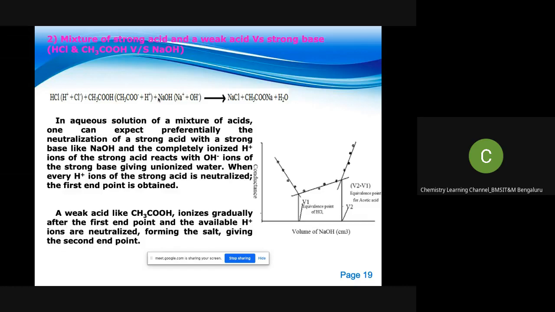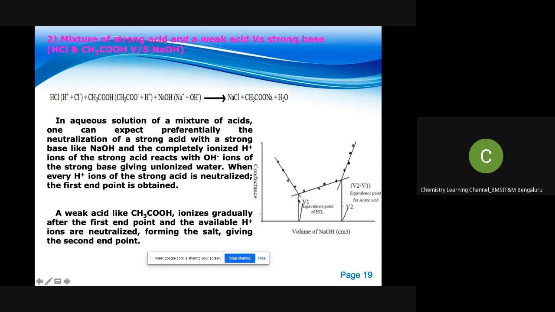Okay, so now what we see, the conductivity value will go on decreasing first, then slightly increase, and then rapidly increase. So why does the conductivity value decrease in the first phase? It is due to the decrease in the H plus ions. So first HCl is going to neutralize. When HCl neutralizes, H plus ion combines with OH minus ions and forms water. And Na plus ions combine with Cl minus ions and form NaCl. So H plus ion concentration is decreasing here. Therefore, the conductivity value will also decrease.